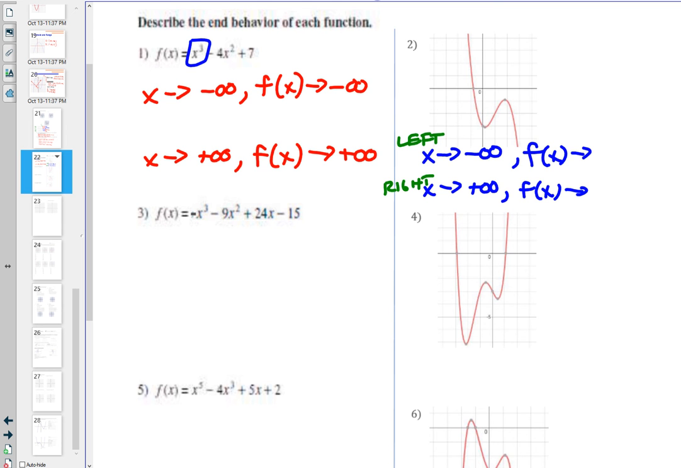What's the left arrow doing? It is going up, so that means that f of x is going to positive infinity. What's the right arrow doing? Going down.